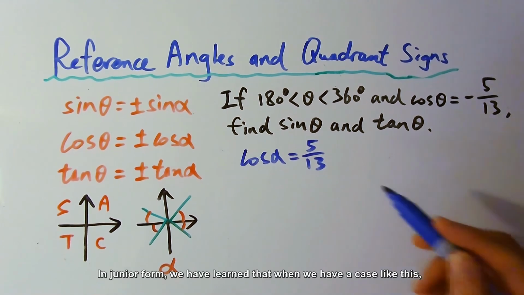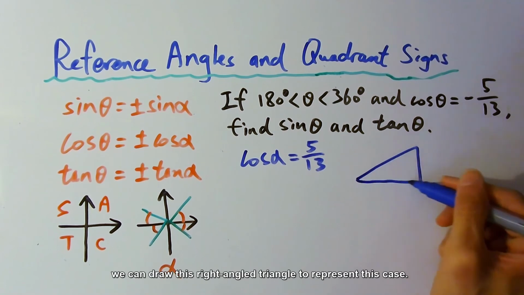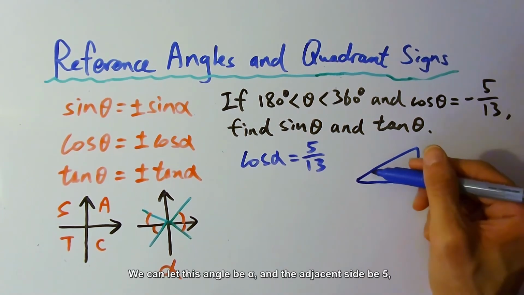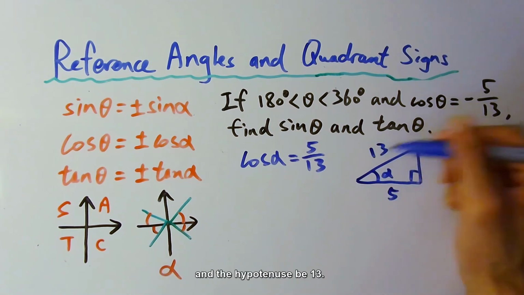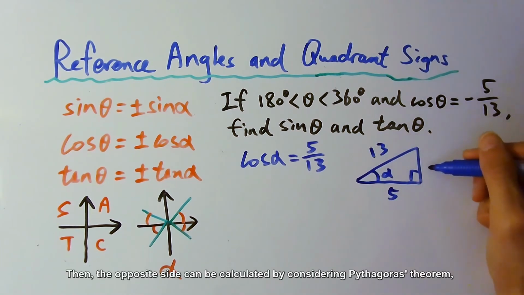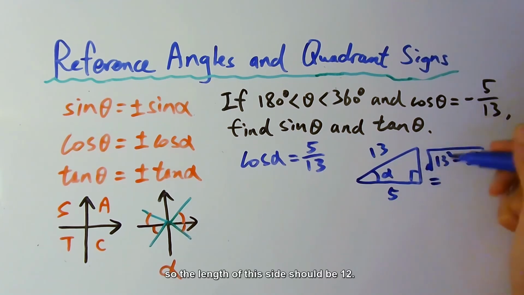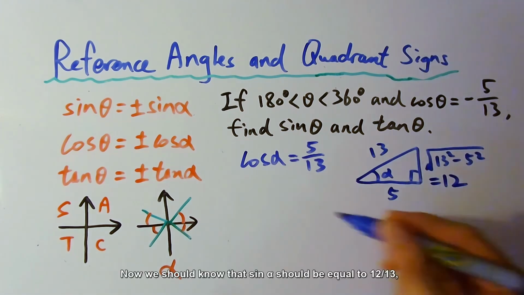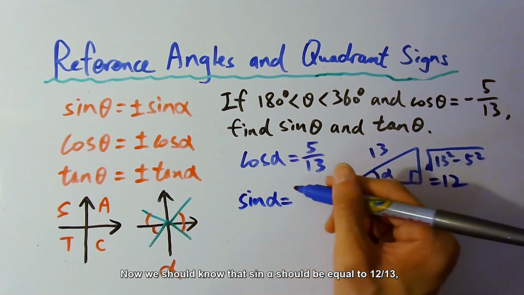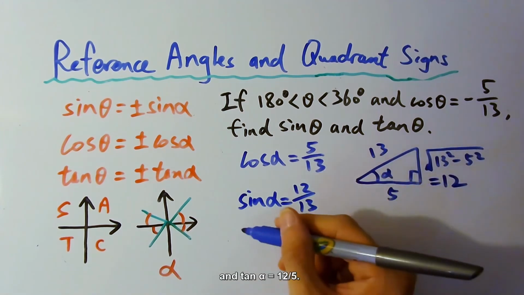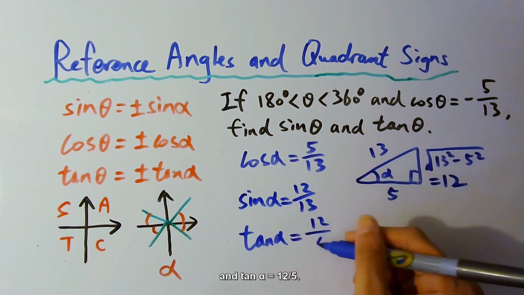In junior form, we have learned that when we have a case like this, we can draw a right-angled triangle to represent it. We can let this angle be alpha, the adjacent side be 5 and the hypotenuse be 13. Then the opposite side can be calculated by considering Pythagoras' theorem. So the length of this side should be 12. Now we know that sine of the reference angle is equal to 12 over 13, and tangent of the reference angle is equal to 12 over 5.